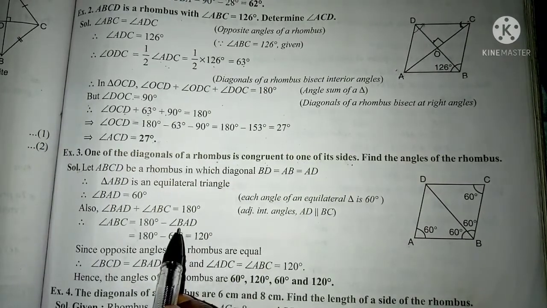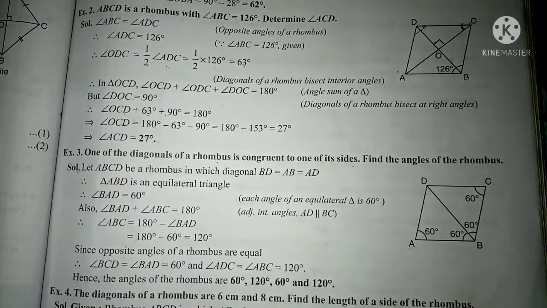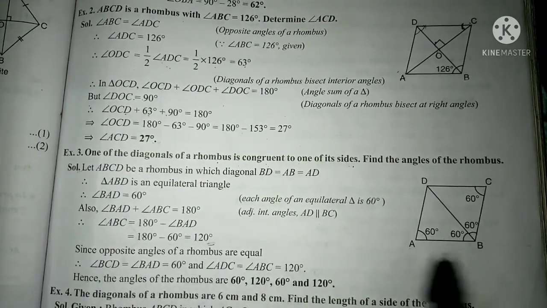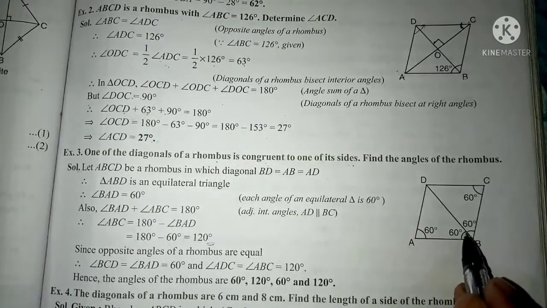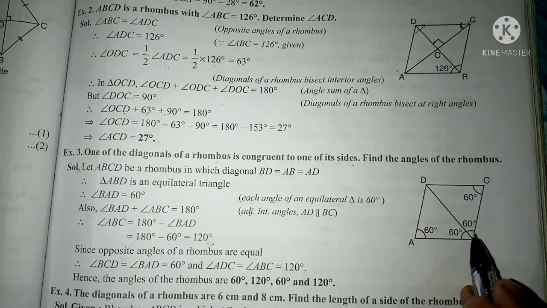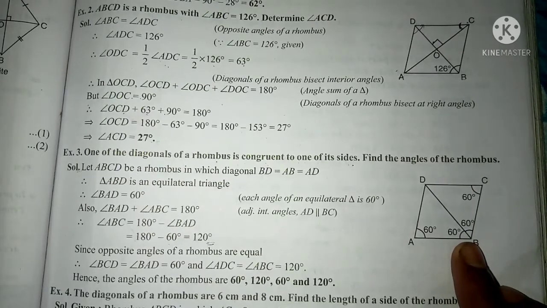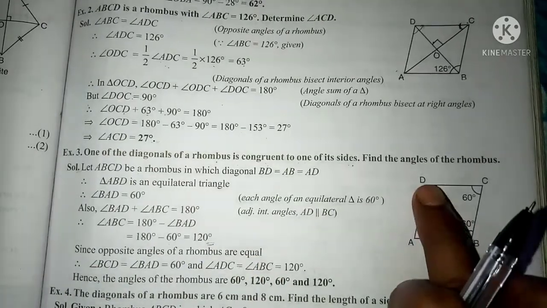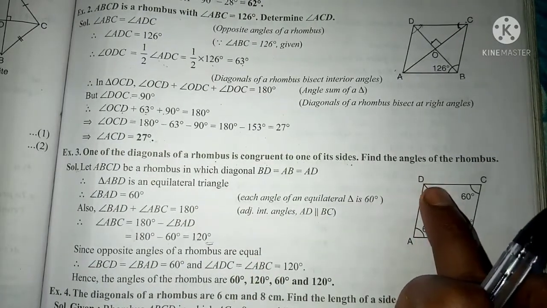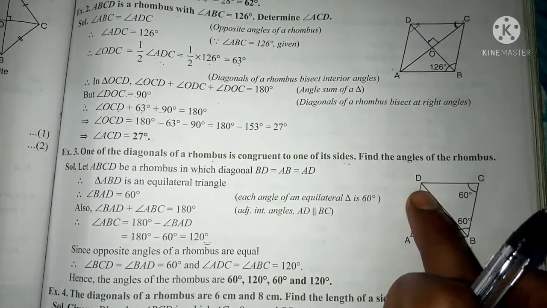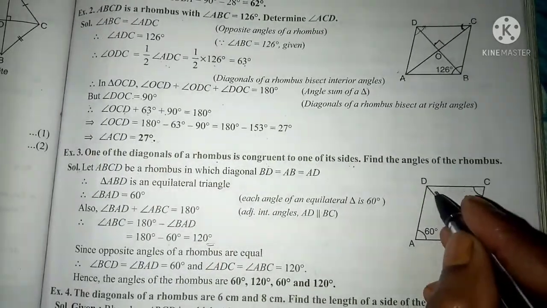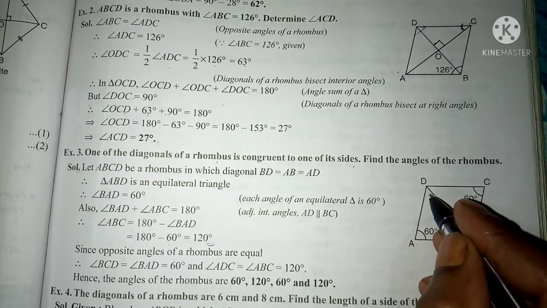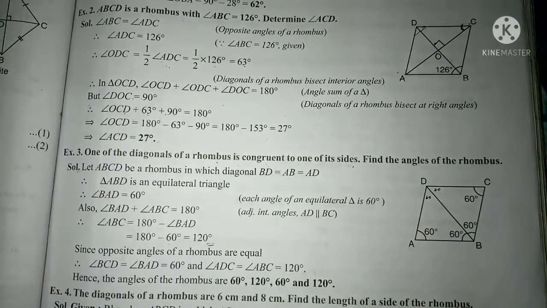So you write BAD equal to 60 degrees. So 180 minus 60 is 120 degrees. That means my ABC, this whole angle, is 120 degrees. Now since the opposite angles of a rhombus are equal, if it is 120 degrees, the opposite one must be 120 degrees. And we know BD bisects this angle. If I divide 120 into two equal parts, then it will be 60. This will also be 60, isn't it?